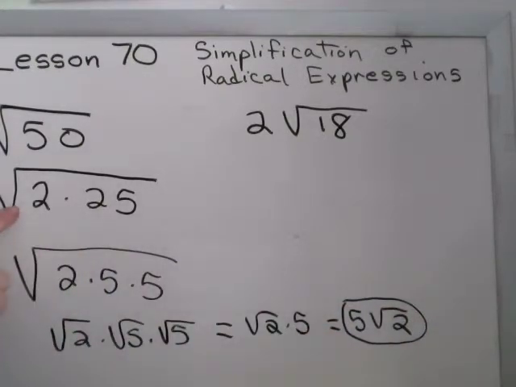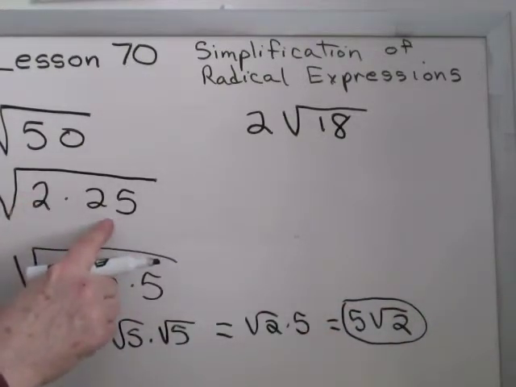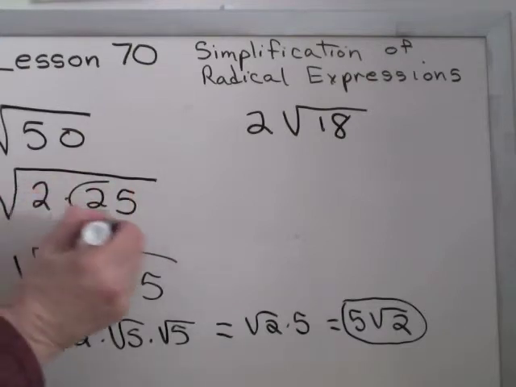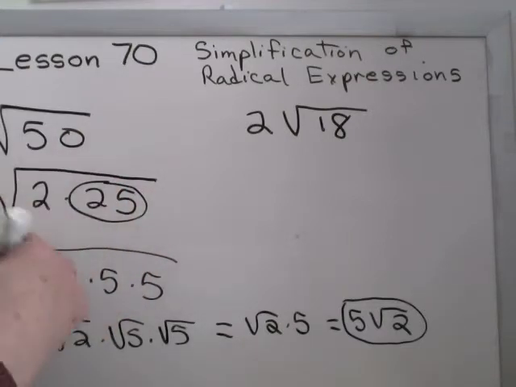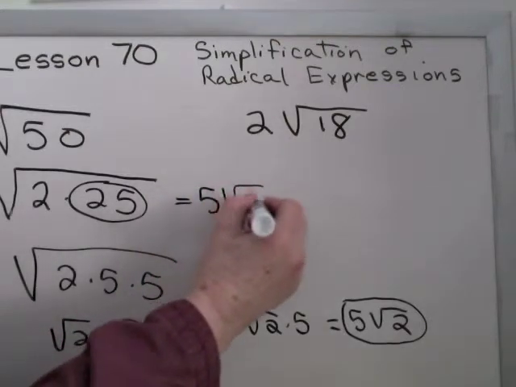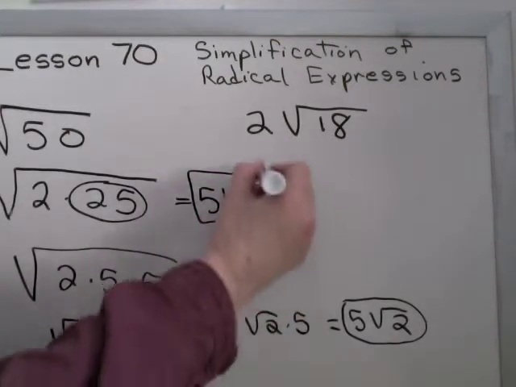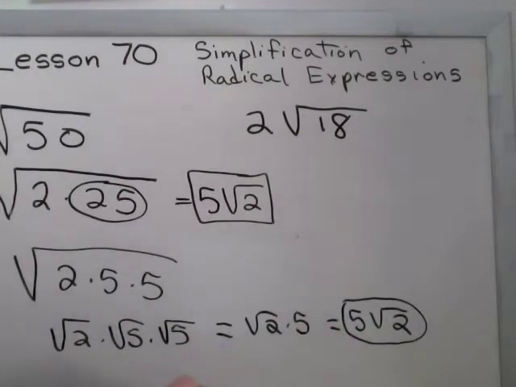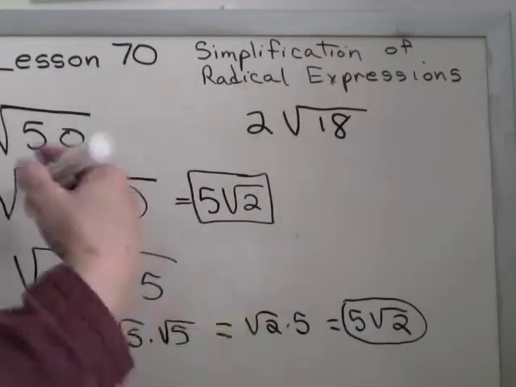Sometimes people stop at this point and notice that 25 is a perfect square number and can jump out of the radical as a 5. And then they write 5 root 2 at this step. Both methods end up giving you the same answer. So whatever works for you will work in terms of deciding which method you like.